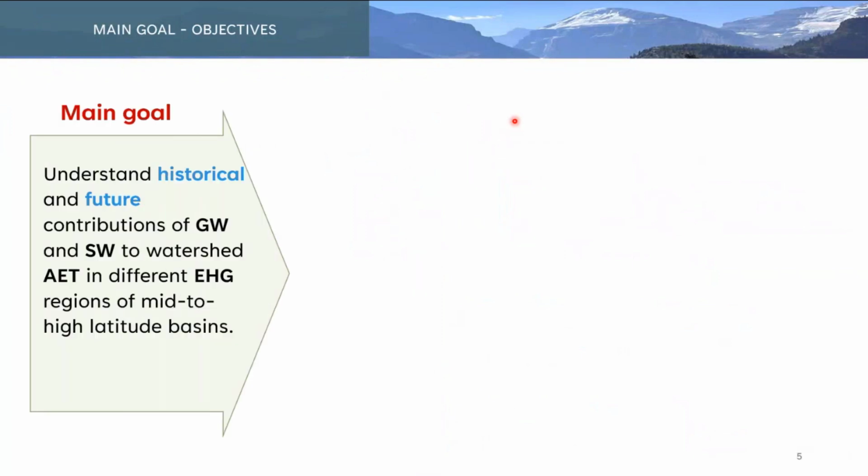So the main goal of my research was to understand historical and future contribution of groundwater and surface water to watershed actual evapotranspiration in different ecohydrological regions of mid to high latitude basins. And to achieve this main goal, we worked on three specific objectives.